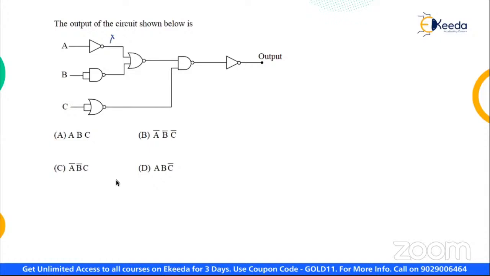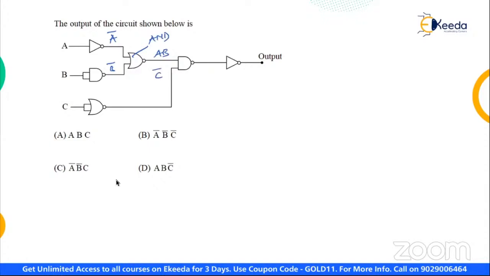What you get over here is A complement, and what you get over here is B complement. Can I say this is basically a bubbled input NOR gate? A bubbled input NOR gate is simply an AND gate, guys. What I can easily say is the output of this is AB. What I have here is C complement.